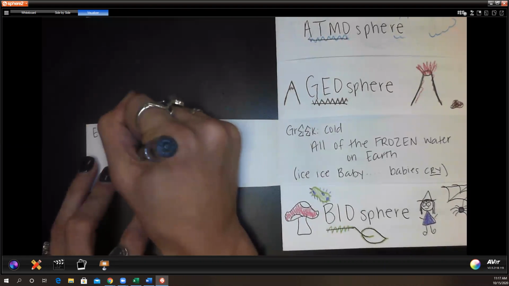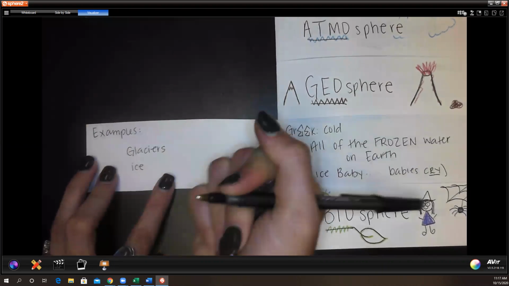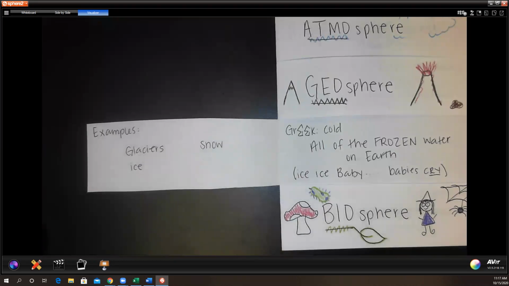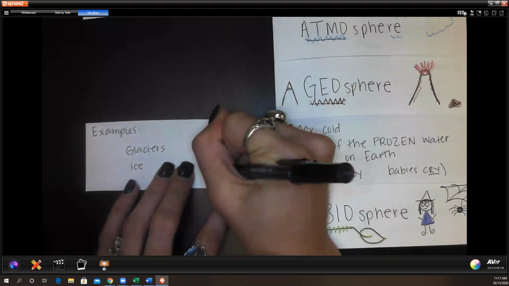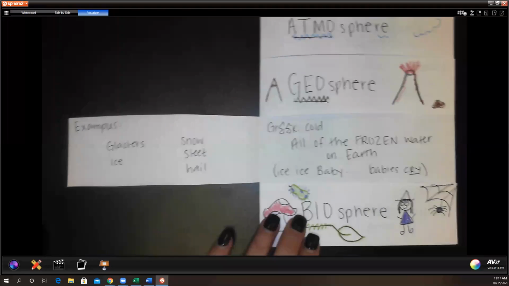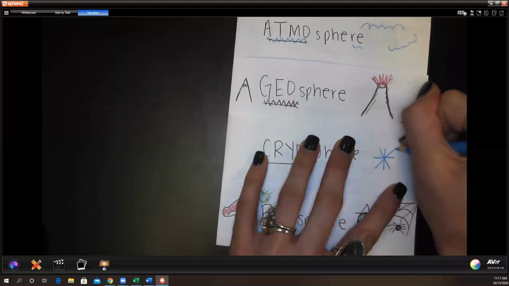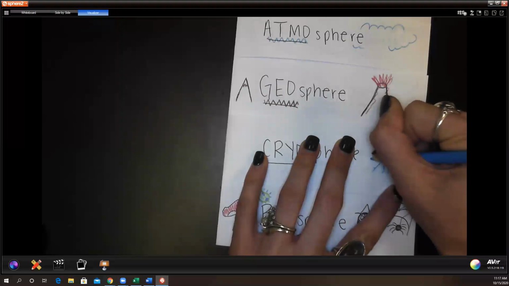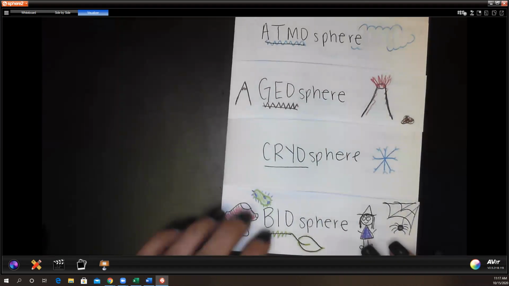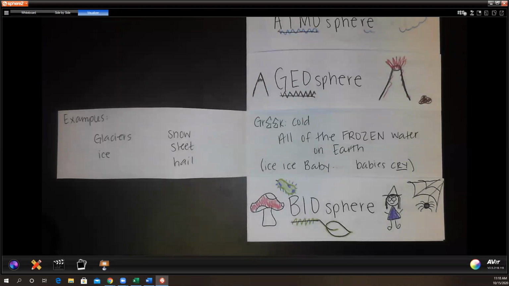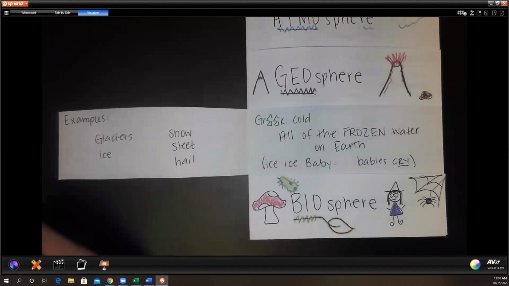So our examples, yep, glaciers. What precipitation would be in here? Snow. Sleet would be a mix of hydro and cryo because it's frozen, but it's not all the way frozen. It's like a slushy, but we can put sleet in here too. And hail. So on my front, I'm just going to draw a snowflake. Now, would a polar bear go in this? No. Where would a polar bear go? The biosphere. Very good. The idea of where they live, the Arctic, is filled with ice, so that would go here. But a polar bear is alive, so that would go in the biosphere.